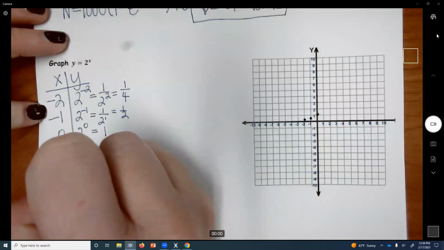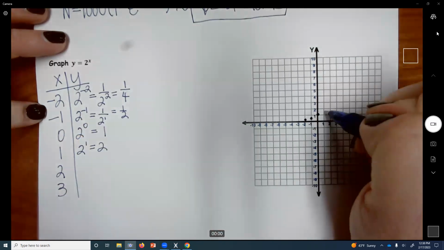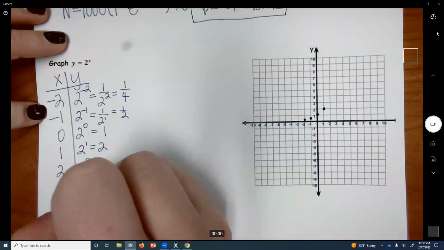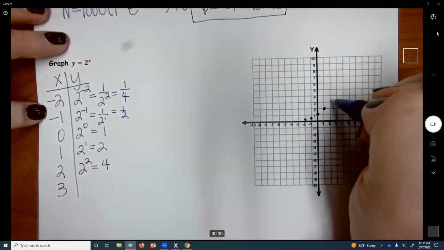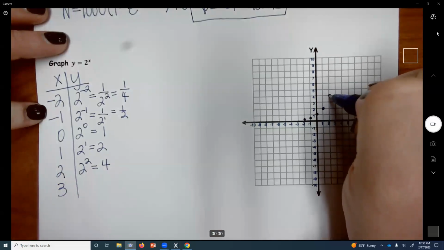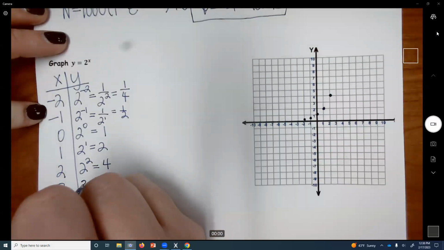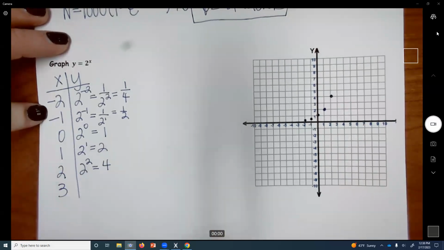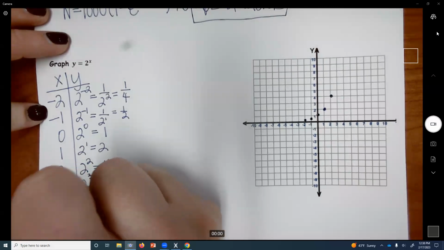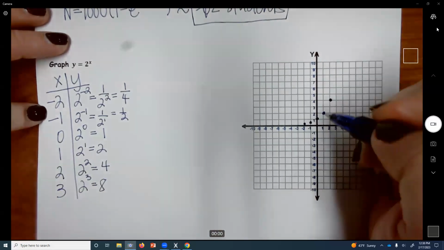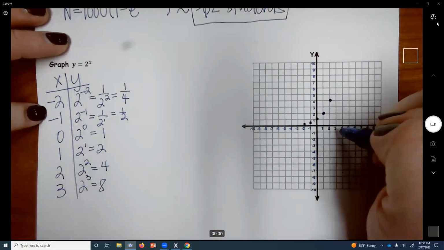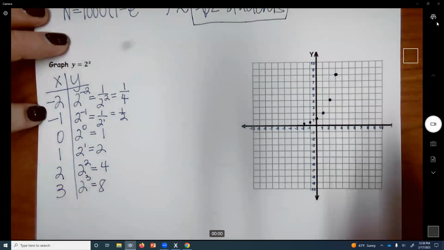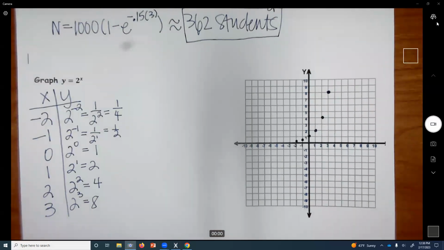Now I have 2 to the first, which is 2. Now I have 2 squared, which is 4. And I have 2 cubed, which is 8. Okay, so there is my graph.